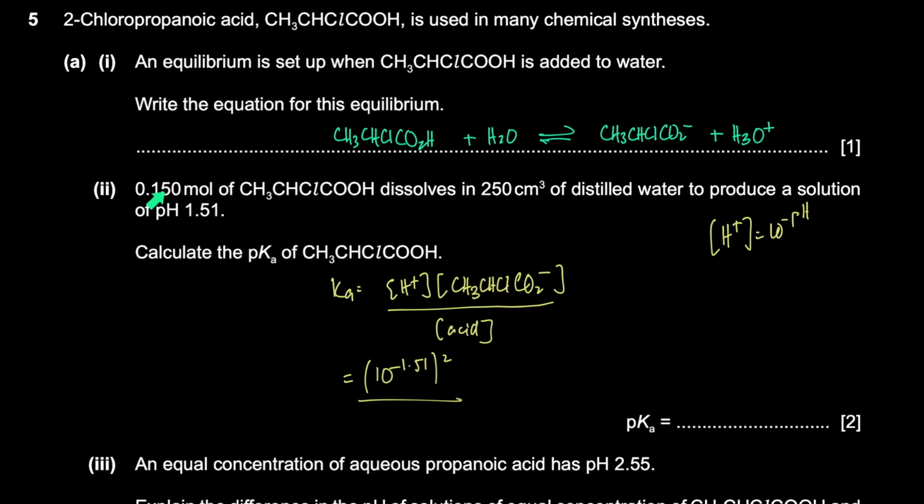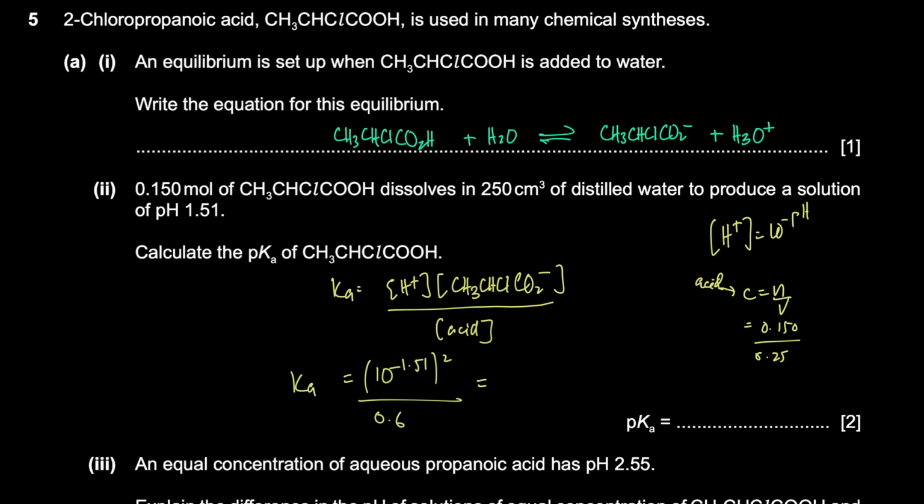Well, the concentration is number of moles per unit volume for the acid, right? The number of moles is 0.150, and the volume is 250 cm cube. So that is 0.25 decimeter cube. So we can say over here that the concentration of the acid is 0.6 moles per decimeter cube. And we know that at equilibrium, we can assume the equilibrium concentration for a weak acid is the same as the initial concentration, right? So this is our Ka.